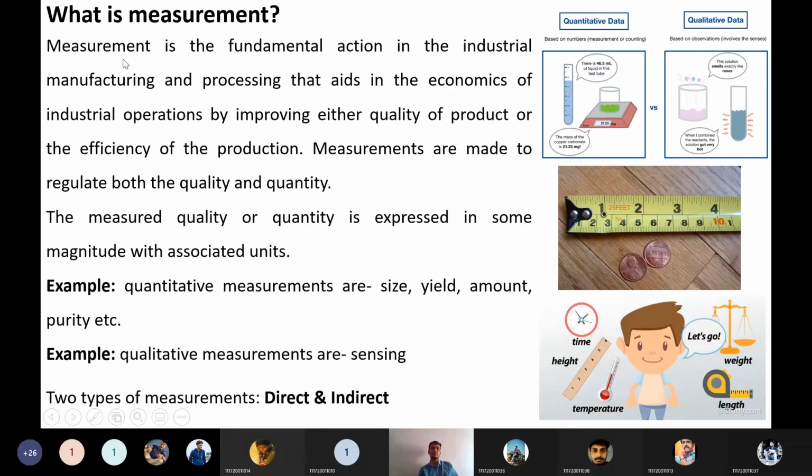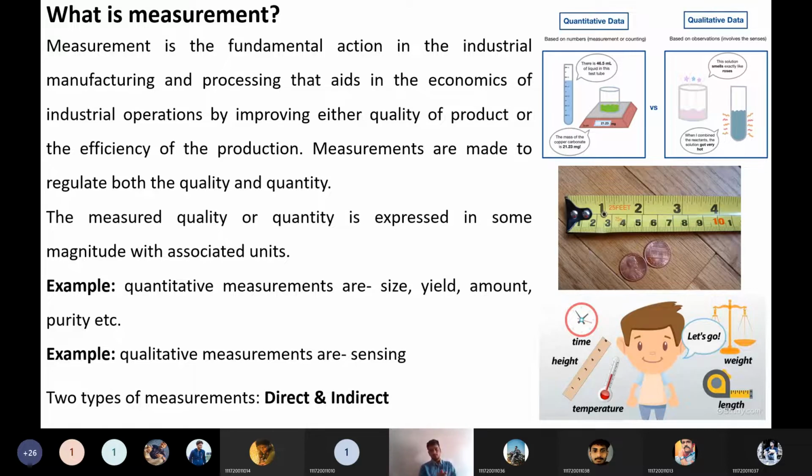So the first part is the measurement. Measurement is nothing but a fundamental action using which we can determine any quantity or quality of the product. To determine that, we need to have a certain instrument. So what are the examples of measurement? It can be qualitative, it can be quantitative.